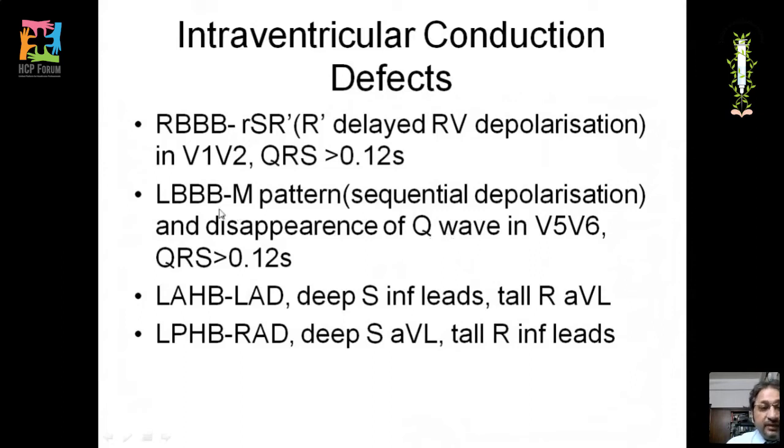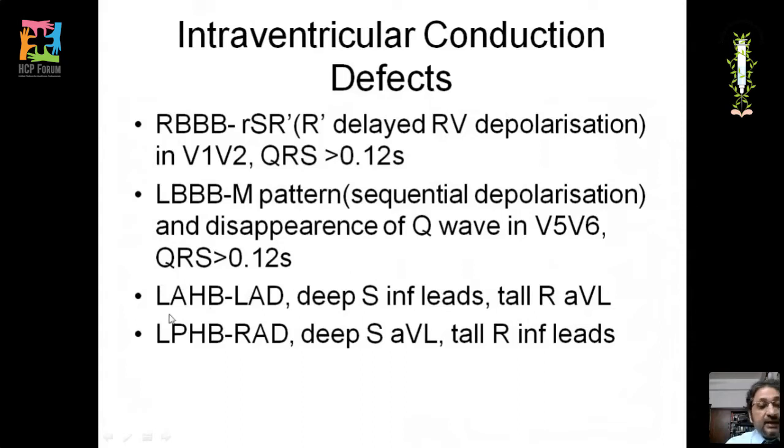So when there is LBBB, the first thing is there will be disappearance of the Q wave, and this M pattern is because there will be sequential depolarization of the ventricle. Here the right ventricle will be depolarized first, then the left ventricle, and because of the sequential depolarization, there will be two peaks and an M pattern. Again, the QRS will be more than 0.12 seconds in complete, and in incomplete it will be between 0.11 and 0.12 seconds.